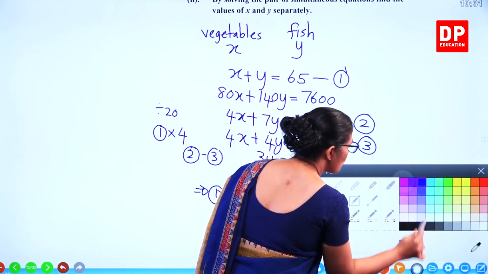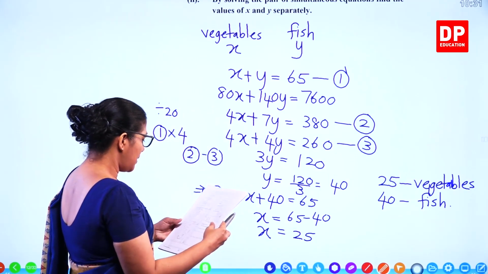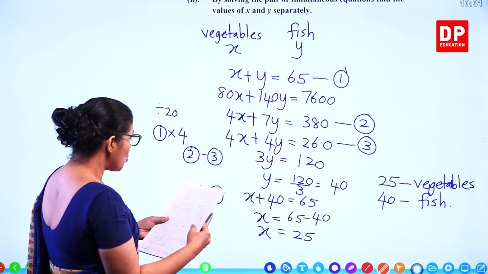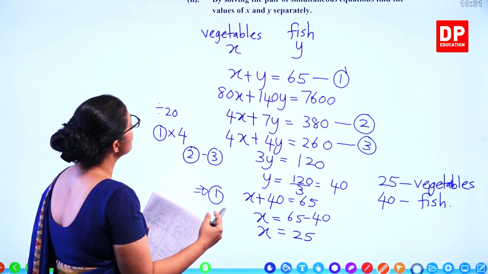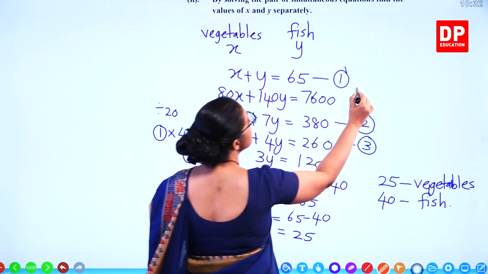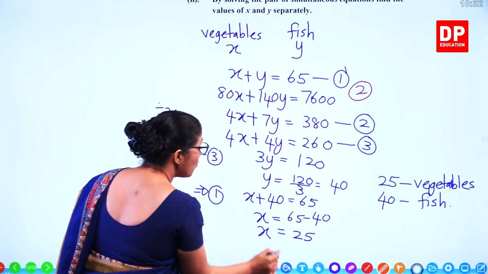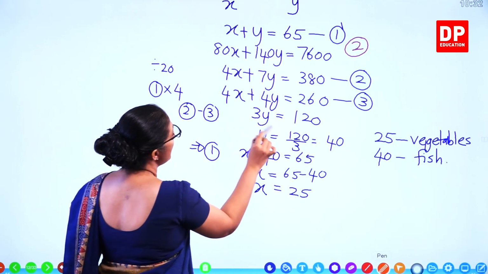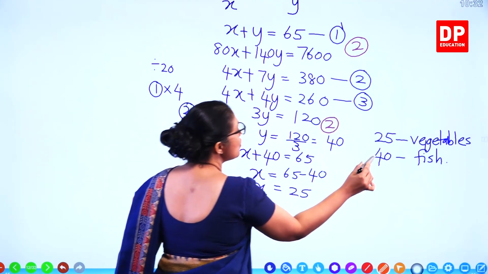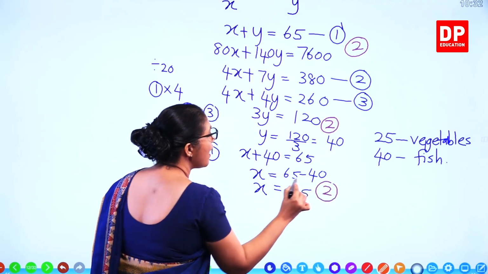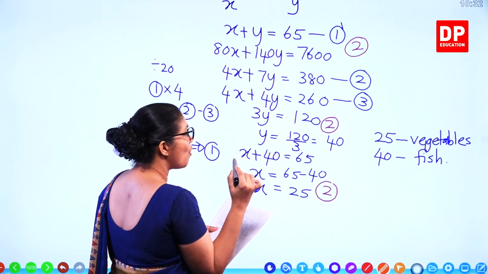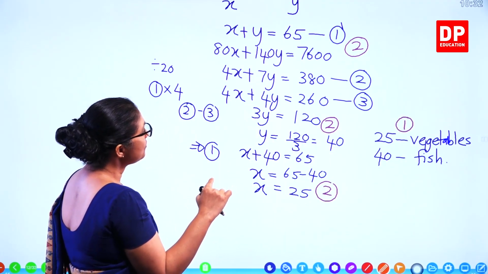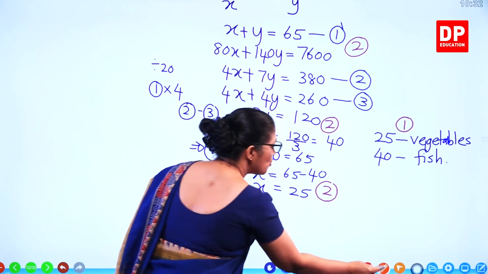So how many marks for this question? You are getting 7 marks for the whole thing. So 2 marks for writing down the two equations. These two, 2 marks. And the rest you get for solving. So solving, 2 marks for finding Y, 2 marks for finding X, and writing down 25 and 40, you get 1 mark there. So altogether 7 marks. So we'll do the next part.